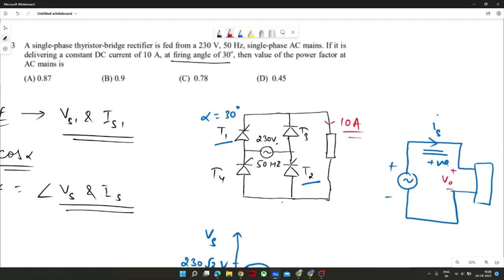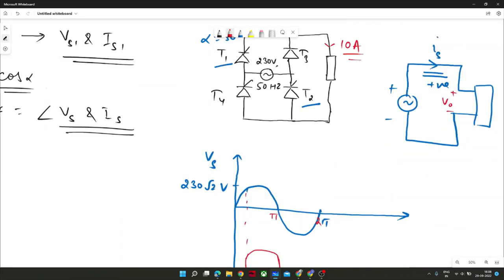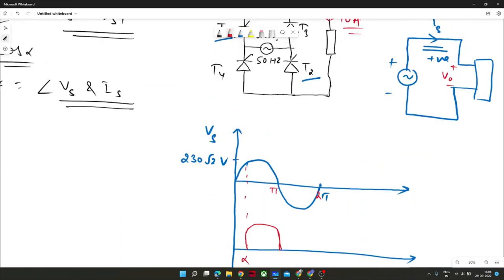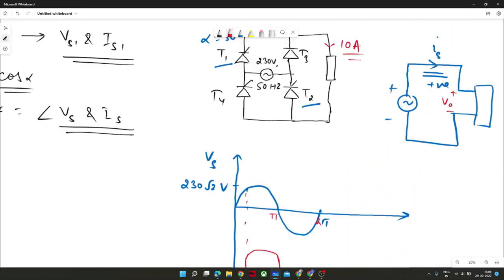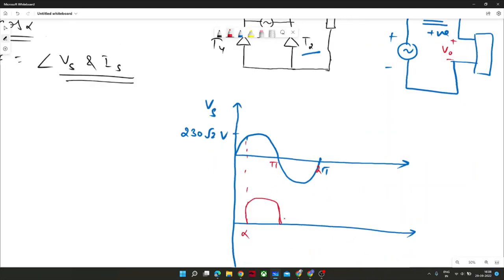In the problem, it is said that it is delivering a constant DC current of 10 ampere. Okay. So a constant DC current of 10 ampere means there is no discontinuous conduction in the circuit, and hence T1 and T2 would continue to conduct till pi plus 30 degree.